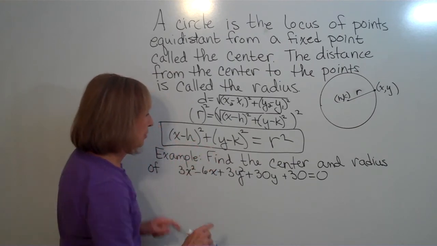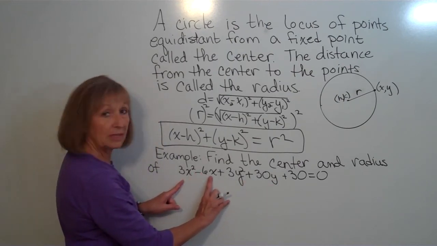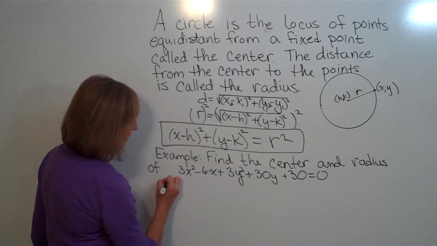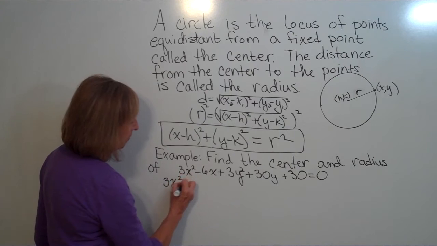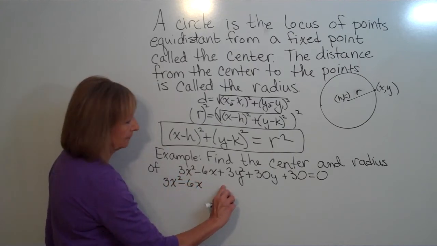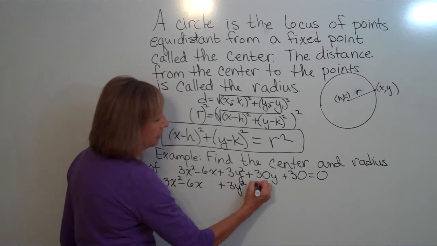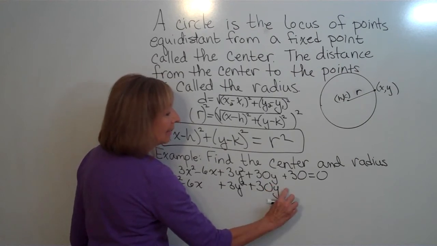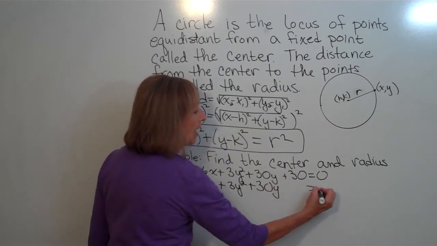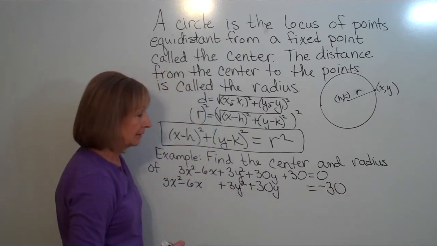So what we're going to do is first we'll look at this, and it's nice that the terms with the x letter in it are next to each other. And so we're going to write that still as 3x squared minus 6x, but we're going to leave a space for completing the square. And then plus 3y squared plus 30y, leave a space for completing the square, is equal to, and subtract the number term, that minus 30 to both sides to get it on the other side.